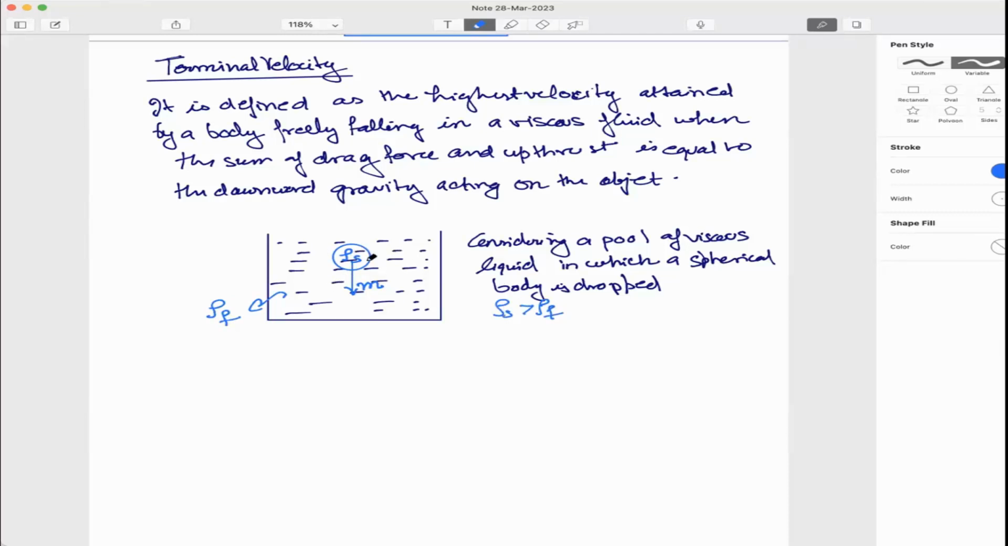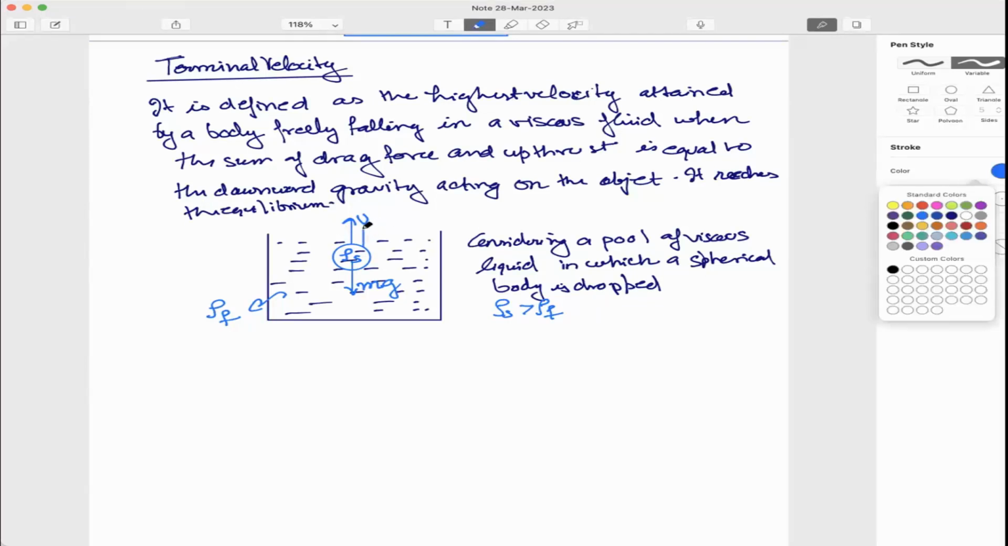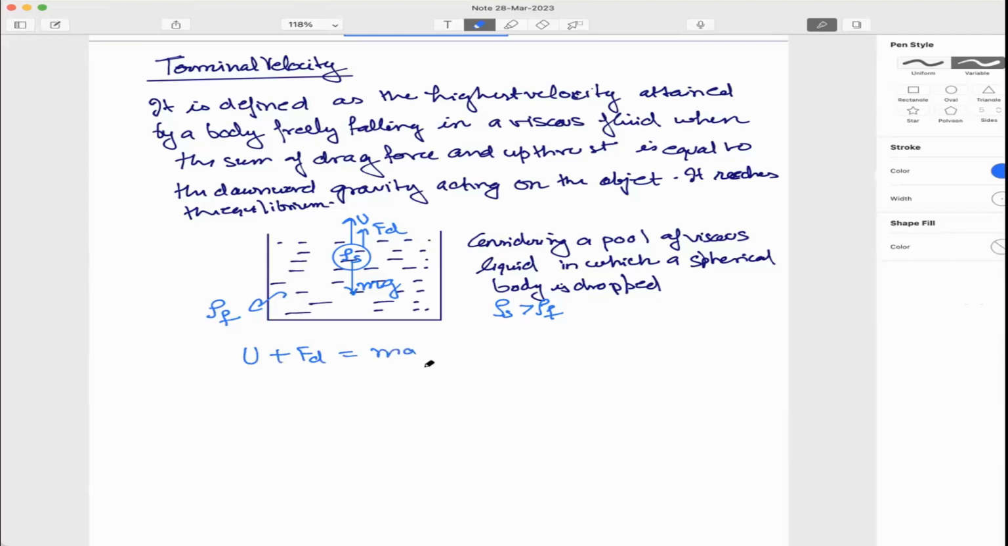And after some time, what will happen? So this mg, and there is an upthrust, it will reach equilibrium. I'm just adding this in the definition also, acting on a body, and it reaches the equilibrium. Okay, so upthrust is acting in this direction, and the viscous drag is also there now. So according to this concept of terminal velocity, upthrust plus viscous drag should be equal to mg. So from here we can get the velocity.